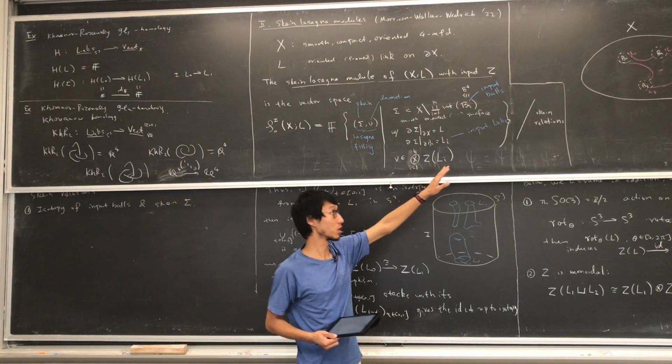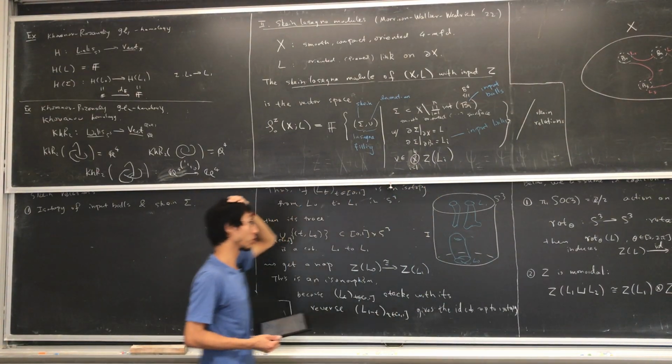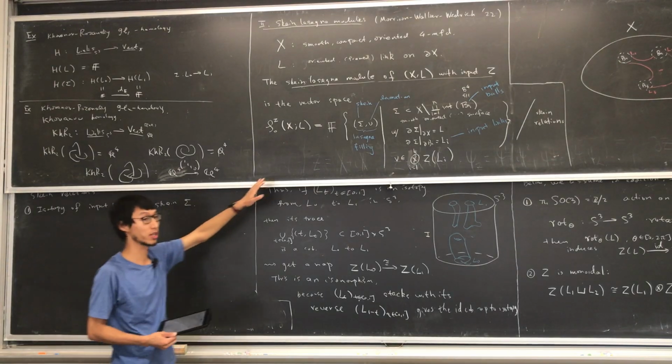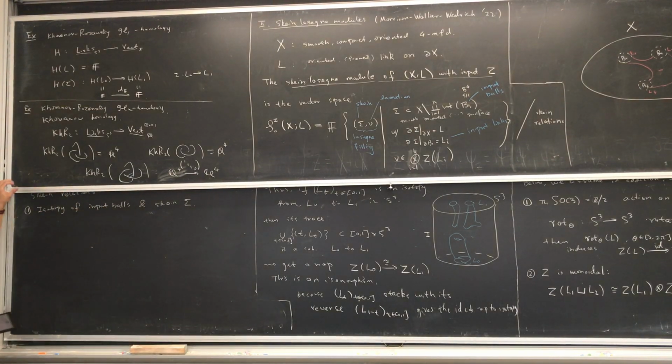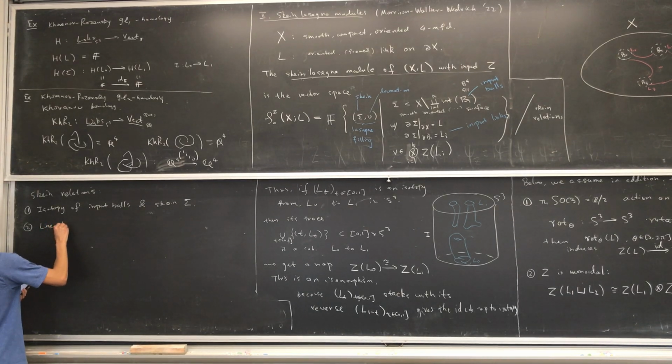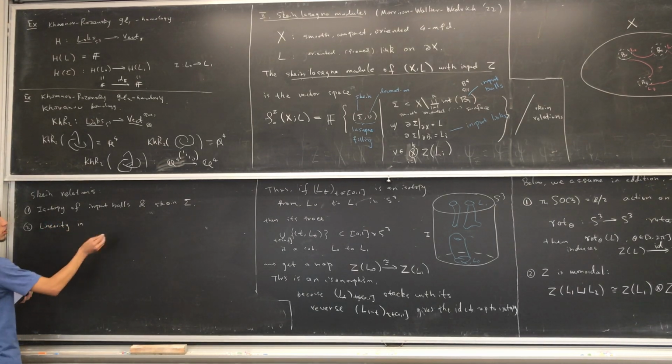dragging some of those balls along while I isotope, this is not going to change the class it represents in the skein lasagna module. The second relation is linearity in the label, in the decoration.